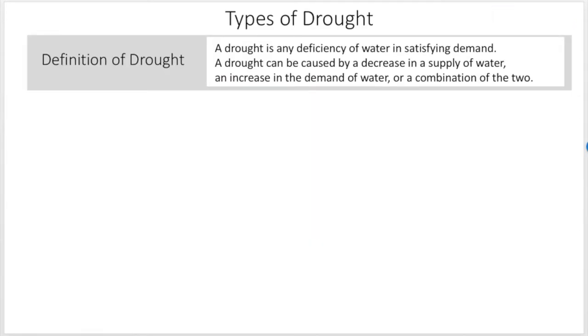One thing that motivated us to create this tool was in thinking about the definition of drought. There are many definitions out there, but when it comes down to it, drought is any deficiency of water in satisfying demand. It can be caused by a decrease in a supply of water, an increase in the demand for that supply, or a combination of the two.